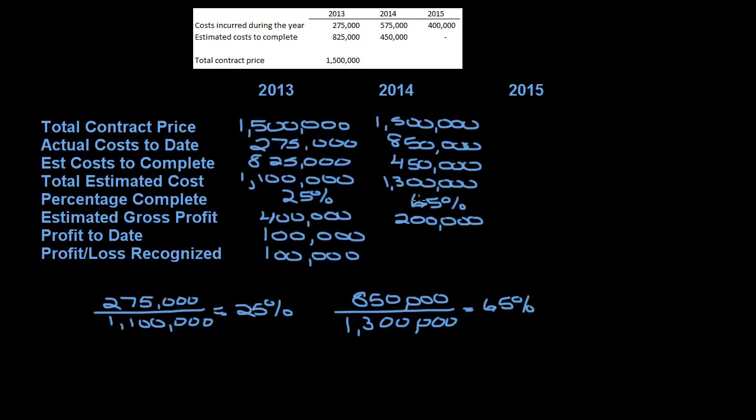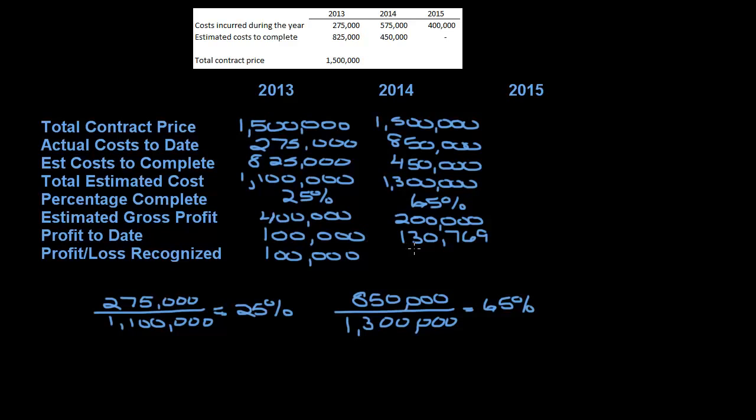Okay, 65% of that 200,000 has been earned, so that is 130,769. That's just 65% of the 200,000. Now, this is the gross profit to date, but you have to remember that in 2013, we recognized a profit of 100,000. So we're saying that as of this point, 130,769 has been earned, but we already recognized 100,000 in the prior year.